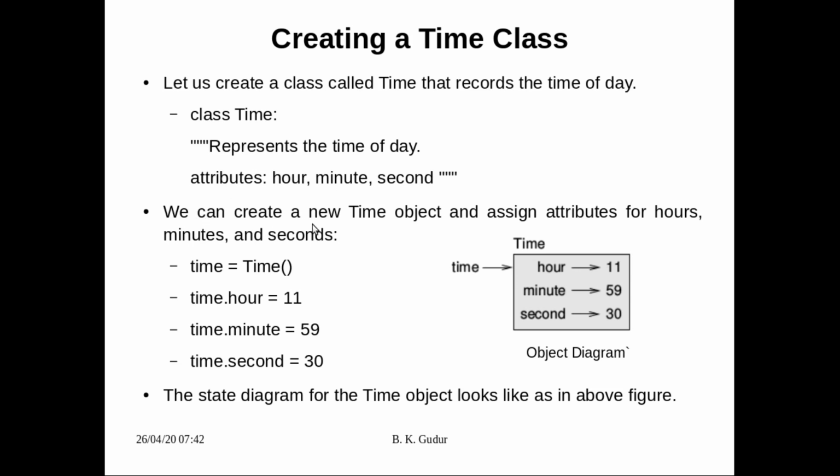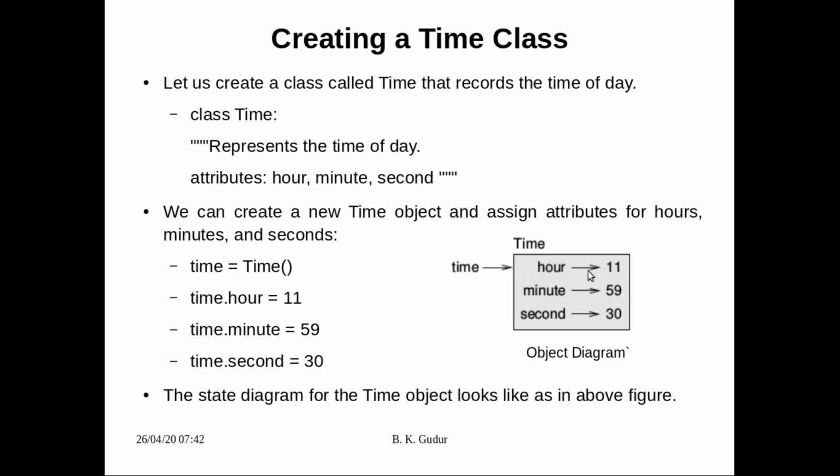We can create a new time object and assign attributes for hours, minutes and seconds, something like this. Here time = Time() will create a new object, or a new instance of a class. Using the dot operator we can assign values to the attributes. As there are three attributes, I am assigning values: time.hour is 11, time.minute is 59, whereas time.second is 30.